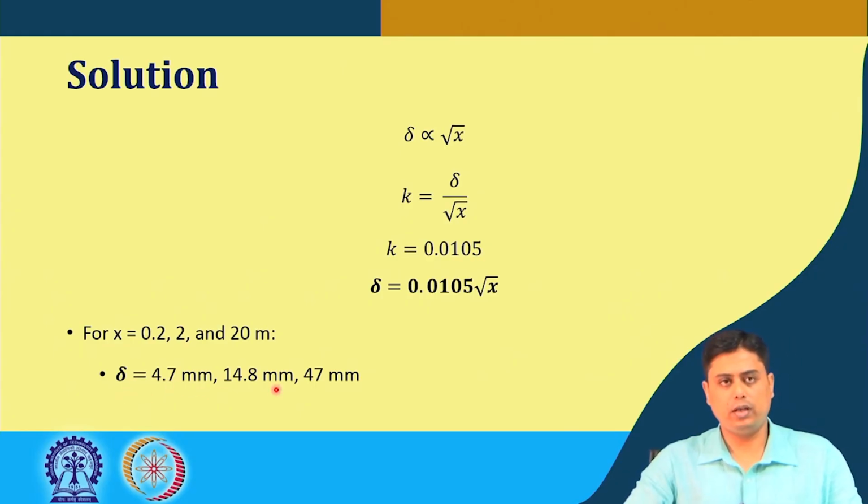The values are 4.7 millimeter for 0.2 meter distance. When it is 2 meter distance, the boundary layer thickness is 14.8 millimeter, and for 20 meter distance, the boundary layer thickness is 47 millimeter.